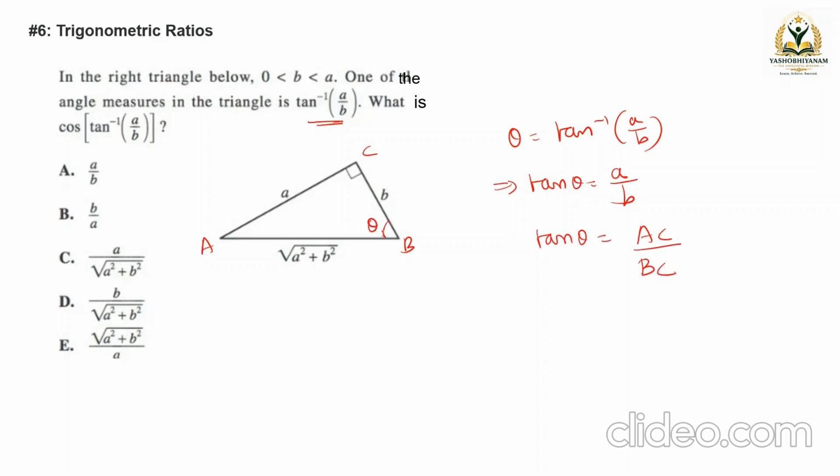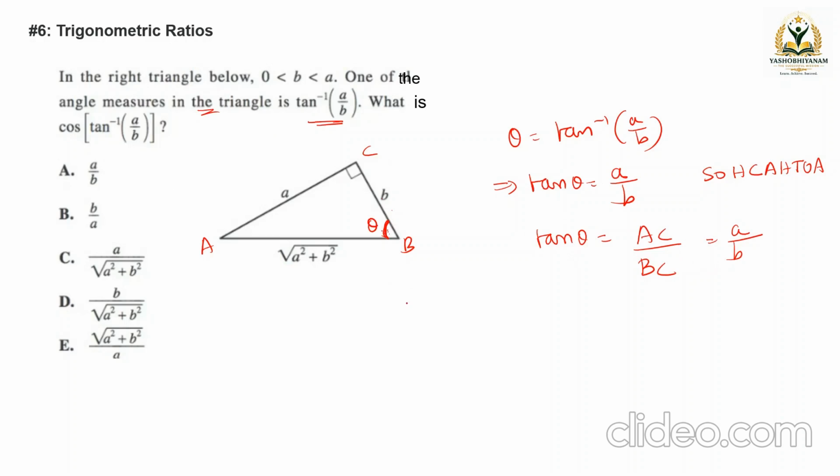If tan theta is equal to AC over BC, then this has to be theta. According to Socrates, sine is opposite side over hypotenuse, cosine is adjacent side over hypotenuse, tan is opposite side over adjacent side. For theta, the opposite side is A and the adjacent side is B. Therefore, tan theta would be A over B, so the angle they have mentioned here would be angle B.